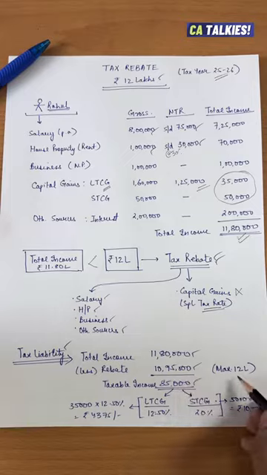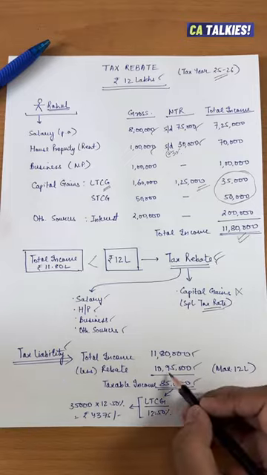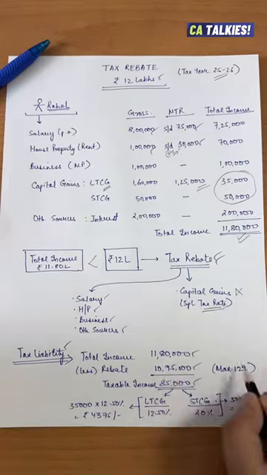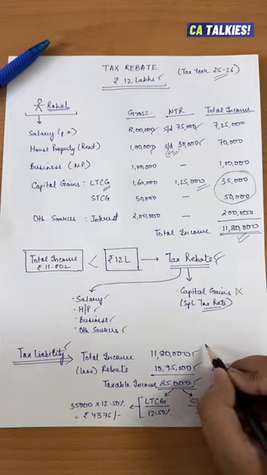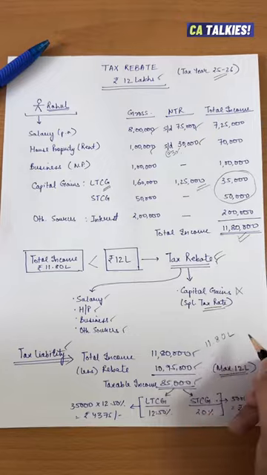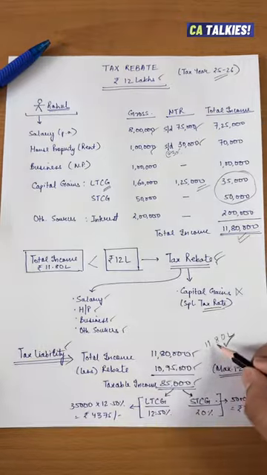But CA, the rebate allowed is 12 lakh. Why have you subtracted 10.95 lakhs only? This is because the rebate is allowed for a maximum income up to 12 lakh rupees. In this case, since the maximum income is only 11.80 lakhs, a maximum rebate of only 11.8 lakhs can be applicable.